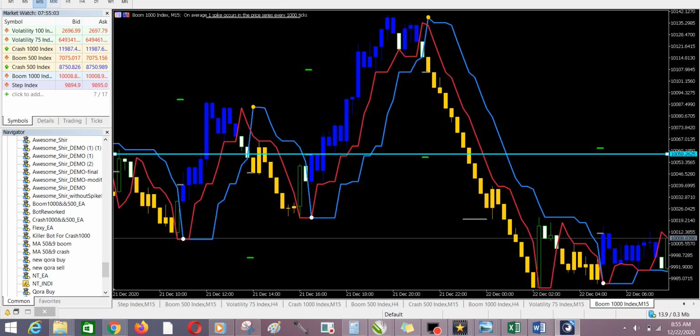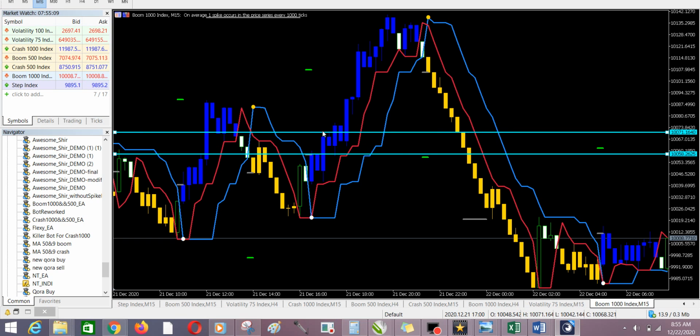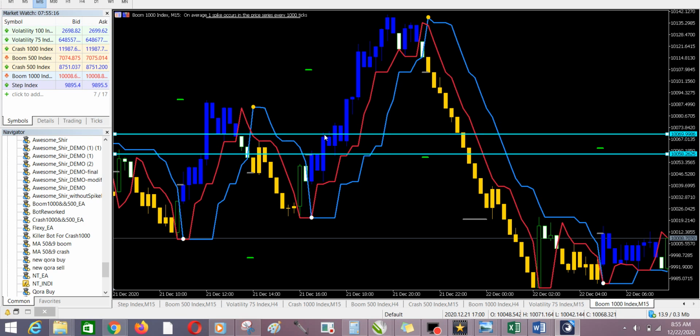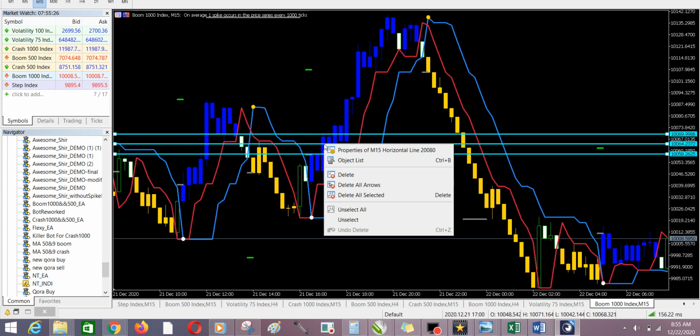I'm going to introduce another horizontal line. After this initial spike, it got to this level. You can see it got to this level. I can now introduce another horizontal line and put it in the middle, because I don't want to lose all my profits.